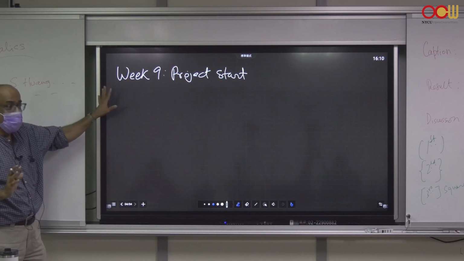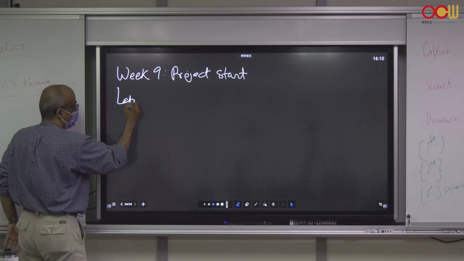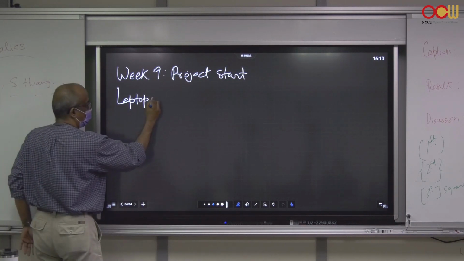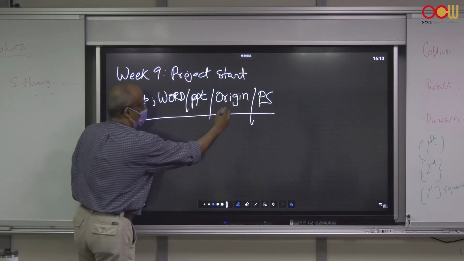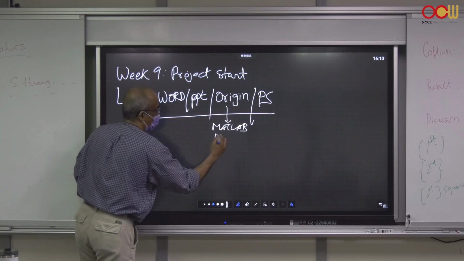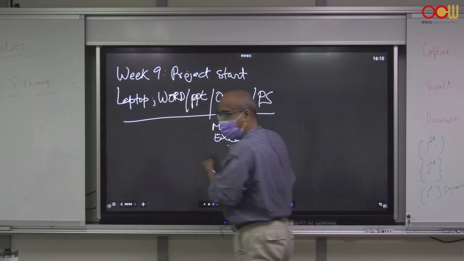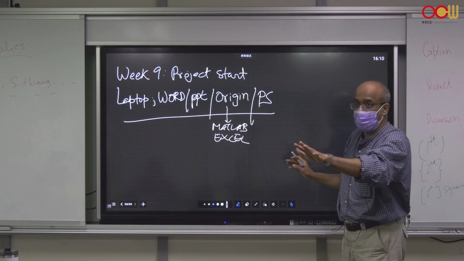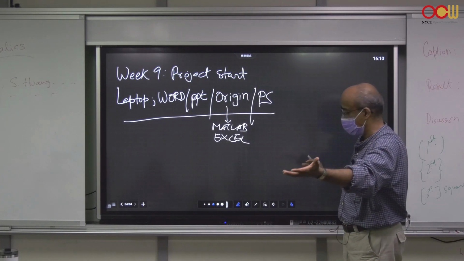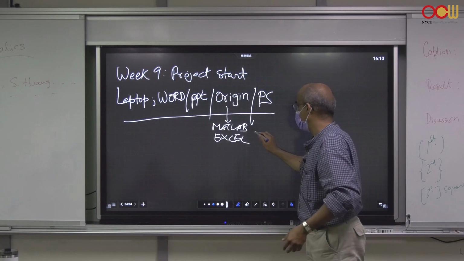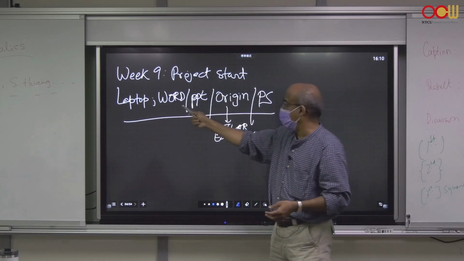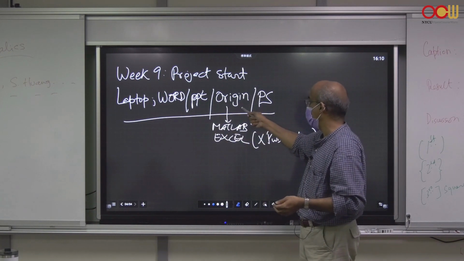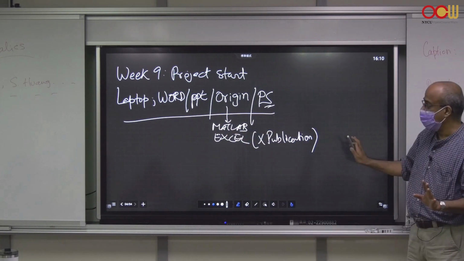So what you will need, all of you will need this to bring here. And this should have these 4 things. Or if you don't have Origin, okay, MATLAB, that's fine. Or Excel. Although I should tell you, Excel is not a very good quality for publication, if you are going for publication. But for thesis, it's okay. So this is not for publication. So you should need a laptop with Word, PowerPoint, Origin, and Photoshop. These are the things we need.